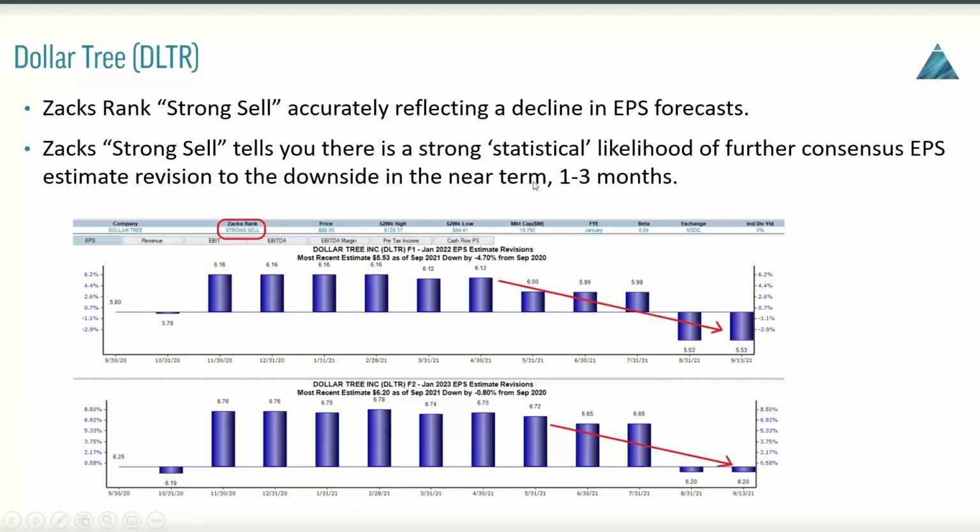It tells you that there's a strong statistical likelihood of further consensus EPS estimate revisions to the downside in the near 1 to 3 months. So this trend could in fact continue. So that's why we have a strong sell. Keep in mind that strong sell only happens to 5% of the Zacks Rank coverage universe. And you could conversely say the same thing about a strong buy. So a very, very exclusive class.